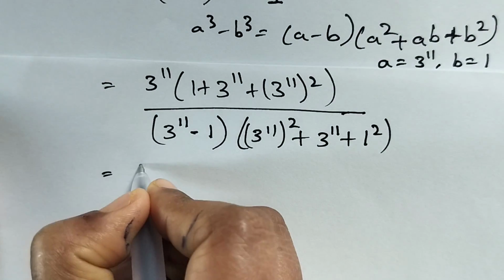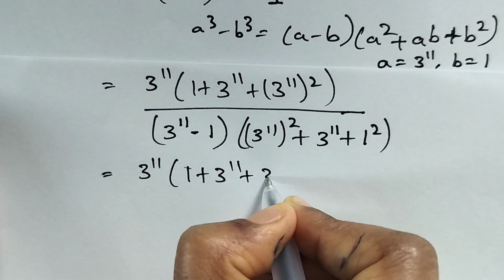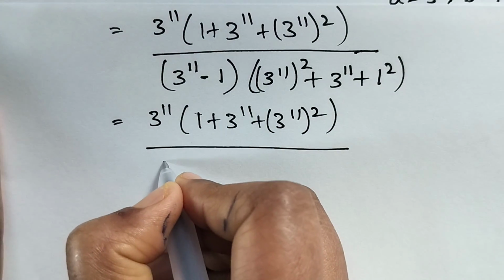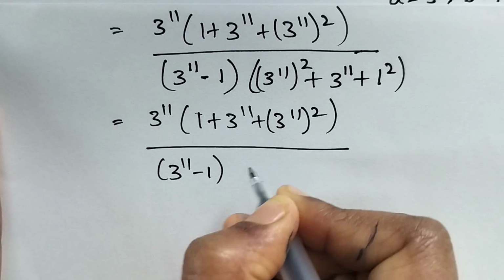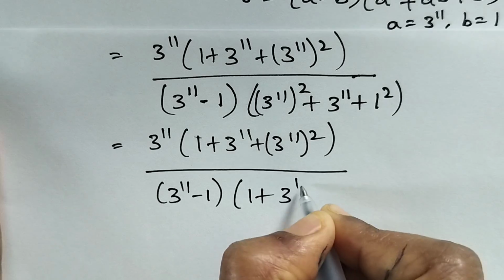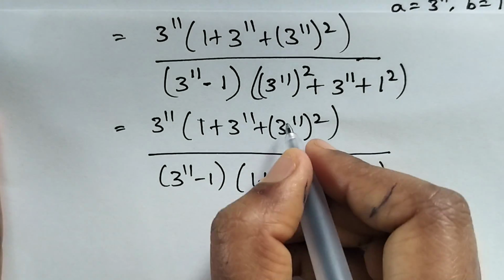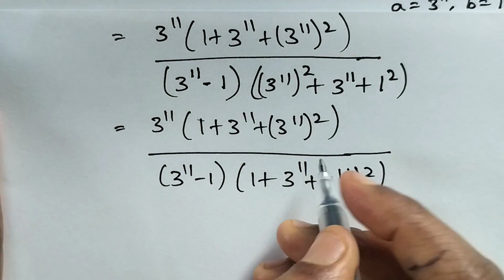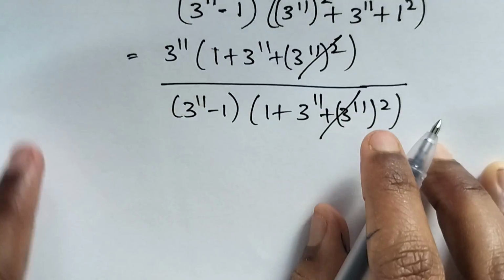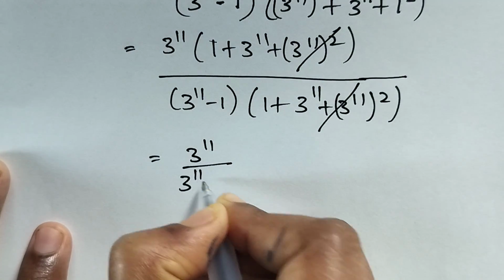So now 3^11 times (1 plus 3^11 plus (3^11)^2) divided by (3^11 minus 1) times (1 plus 3^11 plus (3^11)^2). So these both expressions are the same, so these both get cancelled. So now we have 3^11 divided by 3^11 minus 1.